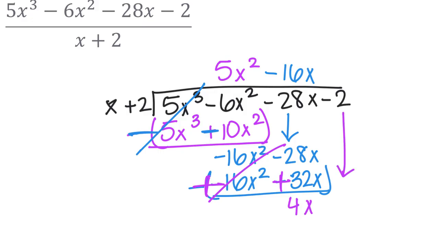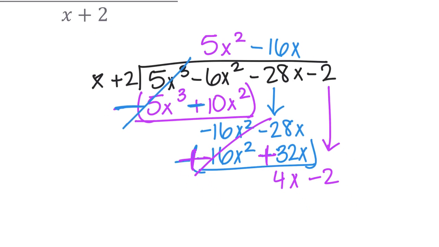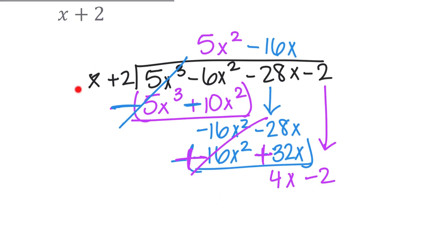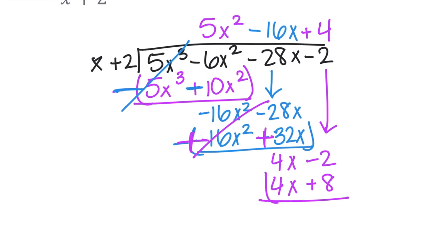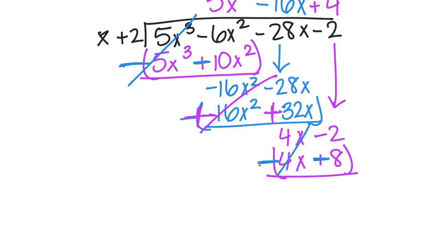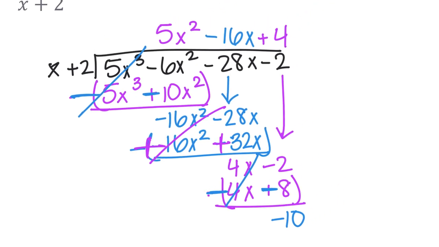Don't forget to bring down that last term and then ask yourself again, what times x gives me 4x? That's going to be a positive 4. And then positive 4 times x is 4x. Positive 4 times 2 is going to give you positive 8. And then don't forget you are subtracting these. Since you're subtracting, you are changing the sign. These are going to cancel. You're going to get negative 10 as your remainder.